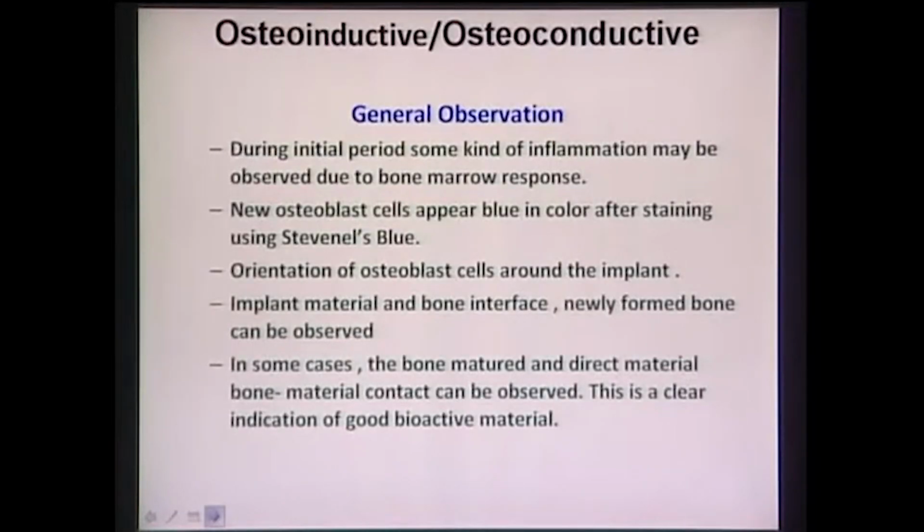Now, a general observation, which many people have reported in the literature, is that during the initial period, let's say after the first 1 week, some kind of inflammation may be observed, and that is due to the bone marrow response.